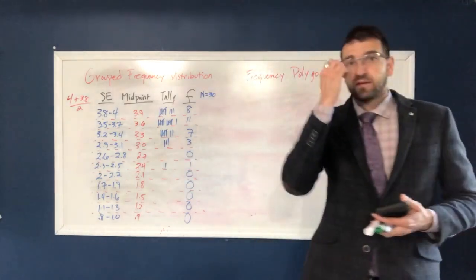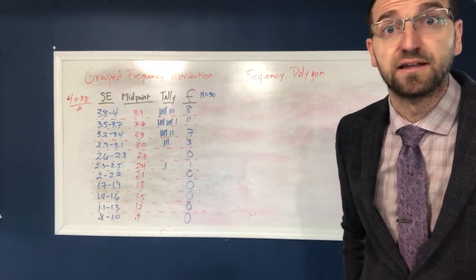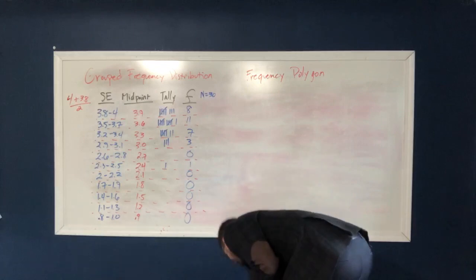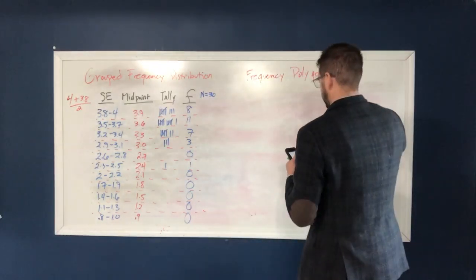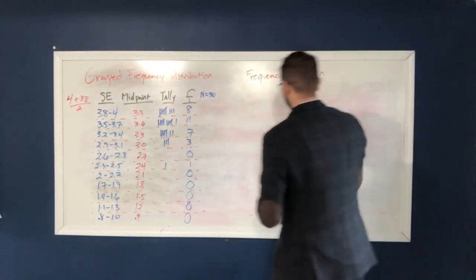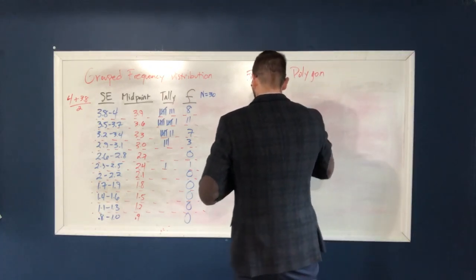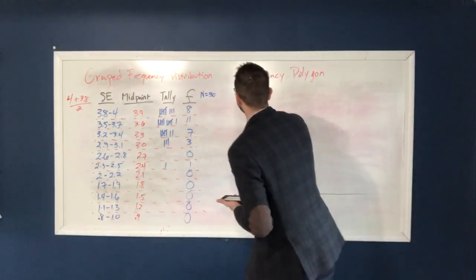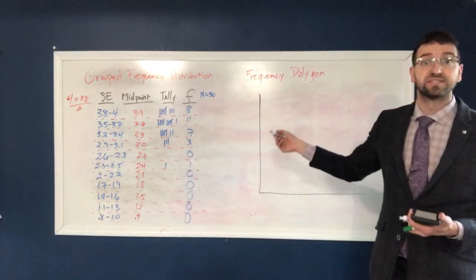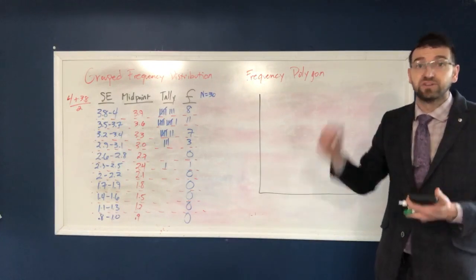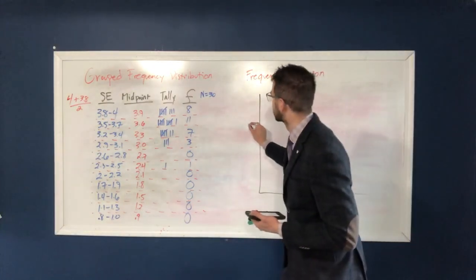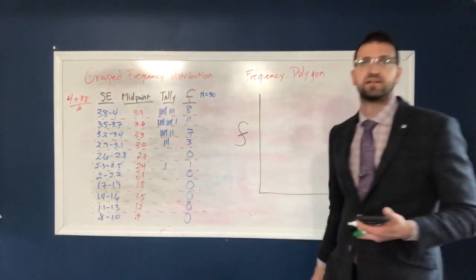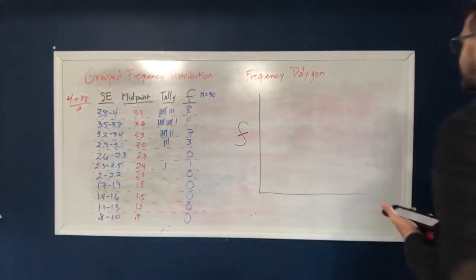Okay, so we're going to work on the frequency polygon, okay? So the first thing you need to do is you need to draw an XY plane. So on the y-axis, you're going to have frequency. So the y-axis is going to represent your count. And remember, frequency is represented by this squiggly looking F. Right there. So that's frequency.